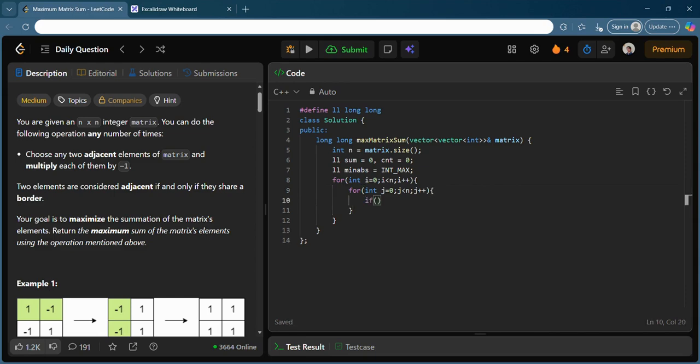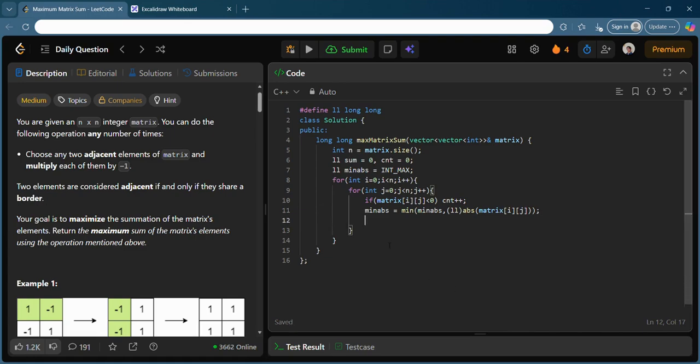What I want to do, if matrix of ij is less than 0, I want to increase the count. Okay, I again want to calculate the minimum absolute sum. It will be nothing but minimum of minimum absolute sum comma this, not sum, minimum absolute number. Okay, so absolute value of matrix ij. Now we must make sure that this is of type long long. So this absolute matrix is of type integer, so you need to typecast it to long long. Don't forget to do that, otherwise there might be a type error.